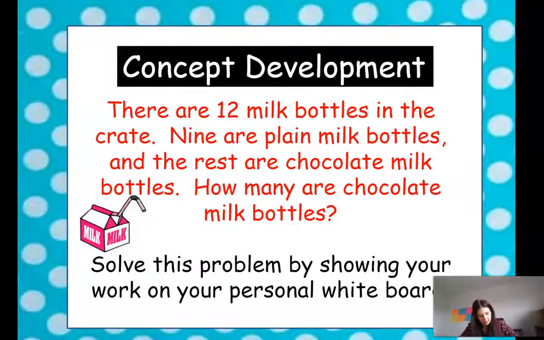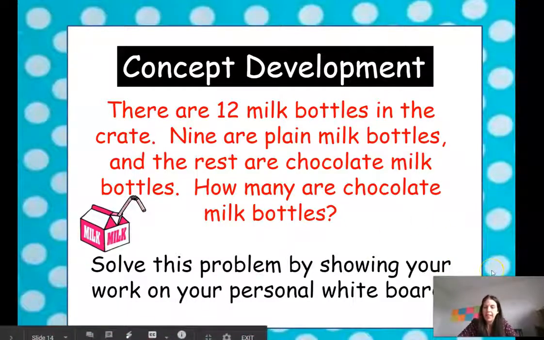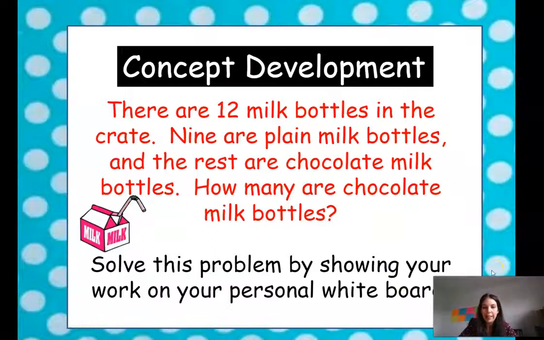Okay. So we know how many we have total, right? What's our total amount? 12 milk bottles, right? So we know we have 12 milk bottles and 9 are plain. So how are we going to solve this? Get out your whiteboard if you didn't get it already. Step 1 is going to be to draw our picture.